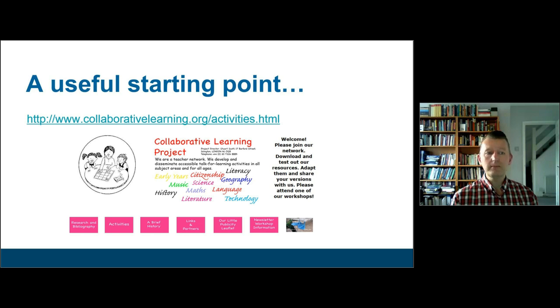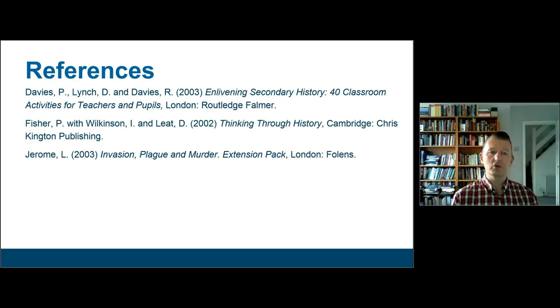So here are a couple of the references I've drawn on for some of the ideas I've discussed today. Once you've had a look at that website, Collaborative Learning, come back and have a look at part 2 of this week's lecture, and we'll look at some of the reasons why this kind of teaching can be seen as relatively useful and successful in the classroom.